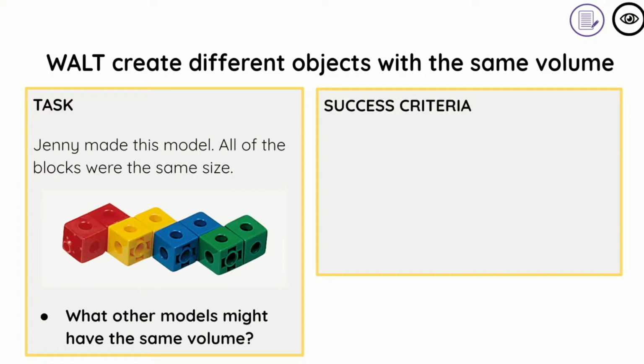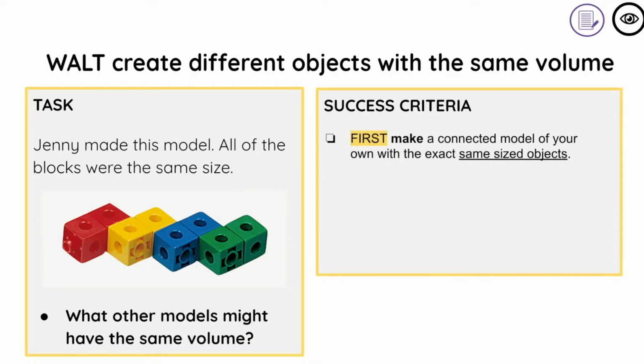The first step in this success criteria is to first make a connected model of your own with the exact same sized objects. So you need something that is exactly the same size. So you may not have cubes, like Jenny. So you may look for other objects of the same size, and I will show you some different examples in a minute. Then record the volume by counting the objects.